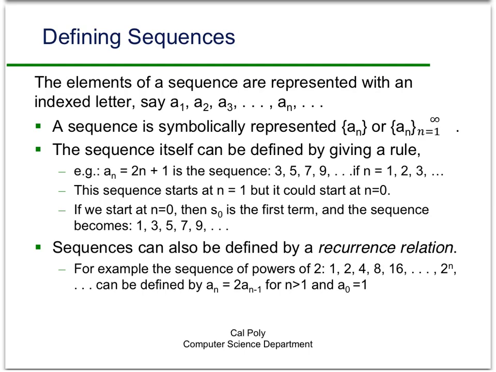Now, there are two ways to define sequences. Both are very important. The one that you're probably most familiar with from previous schooling is to have a formula or a rule. So in this case, let's look at the sequence a_n equals 2n plus 1. If we start at n equals 1, then what do we get? We plug 1 into the formula and we get 3. We plug 2 into the formula for the sequence, we get 2 times 2 plus 1 is 5, etc.